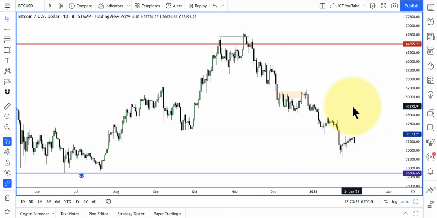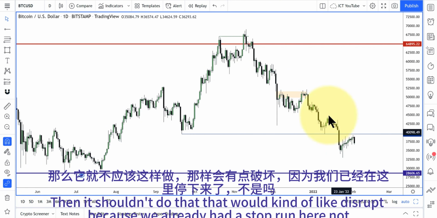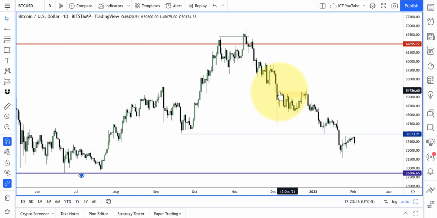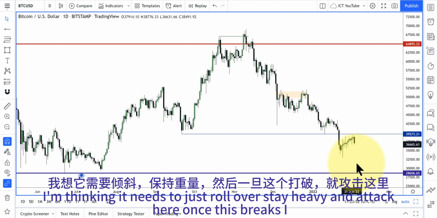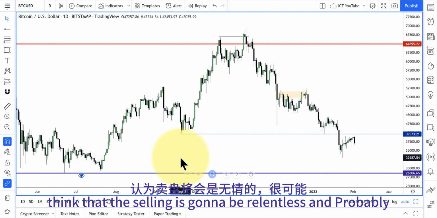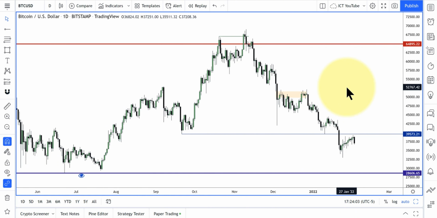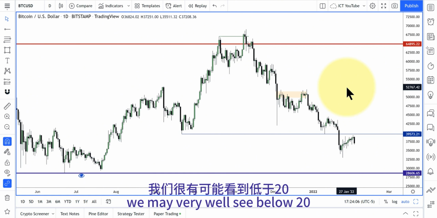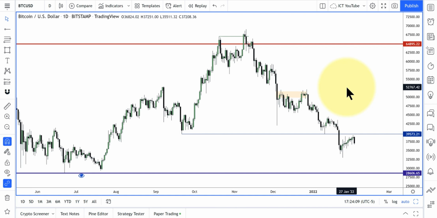But I don't like that, because we have a nice market maker sell model. And if this cryptocurrency is following all of those things that I teach you, that Forex and other markets follow, then it shouldn't do that. That would kind of disrupt, because we already had a stop run here. Not by much, but it's there. So I'm thinking it needs to just roll over, stay heavy, and attack here. Once this breaks, I think that the selling is going to be relentless and probably very scary. And we may very well see below 20,000 in a flash crash.